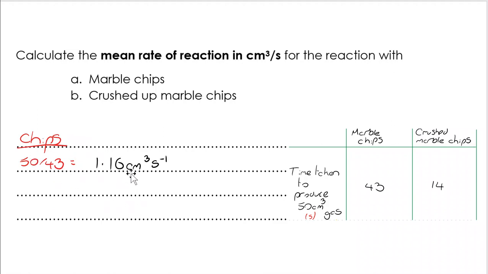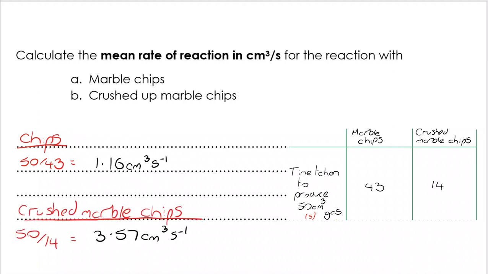So that's 1.16 centimetres cubed per second. And for the crushed marble chips, it took 14 seconds. So you can see the rate is higher, 3.57 centimetre cubed per second.